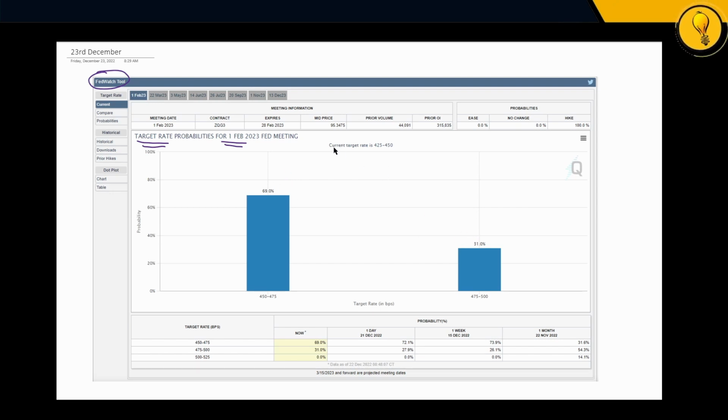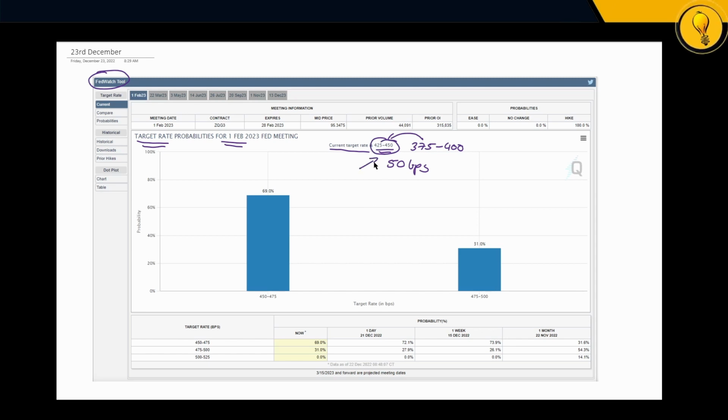At the moment, our current target rate, the Fed's target rate, is sitting at 425 to 450. Now, this target rate is a jump up from the previous target rate, which was 375 to 400. And if you do remember, in the previous FOMC meeting, the Fed increased rates by 50 basis points. So when you increase rates by 50 basis points, you add it to what we previously had, which was 375, and you get the new target rate of 425 to 450.